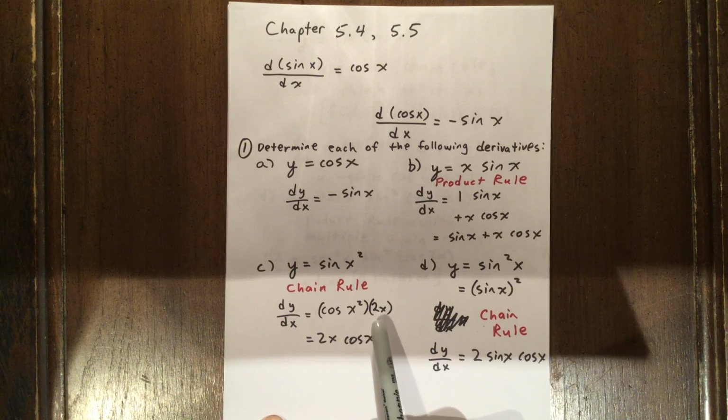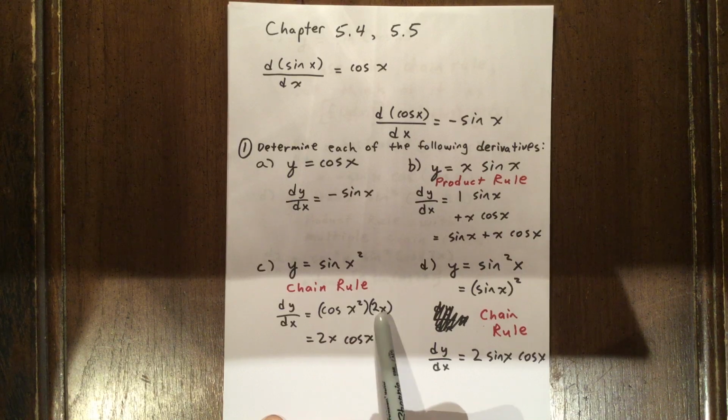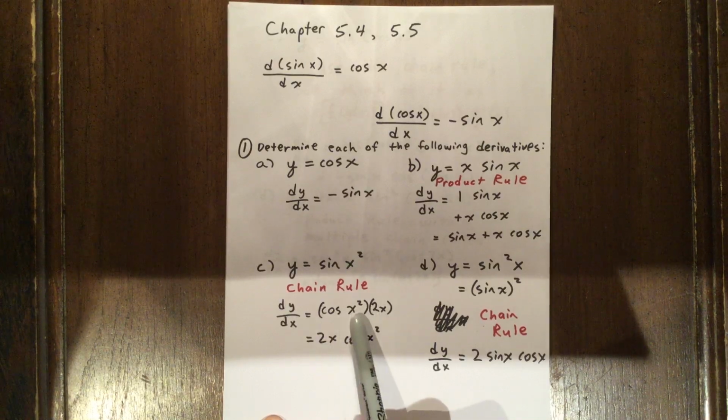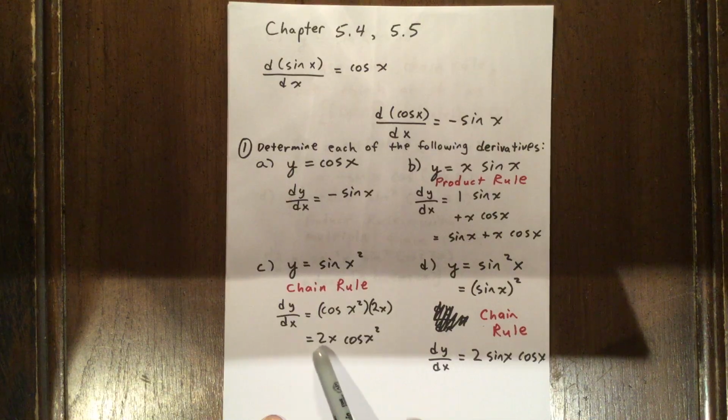And a mistake sometimes people make is to think that x squared is multiplying 2x. That's not the case. Cos x squared as a quantity is multiplying 2x. So just to make things a little bit easier, I like to put that 2x in front. This is actually equal to 2x times the cos of x squared.